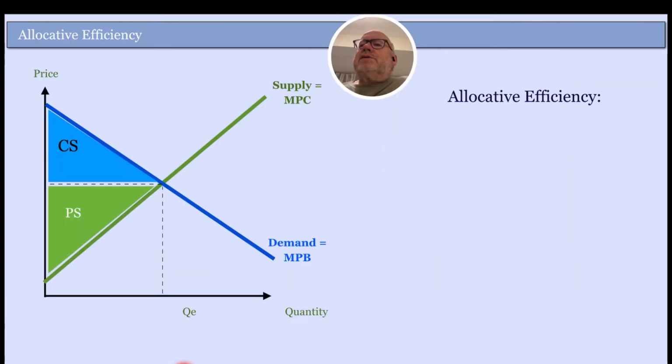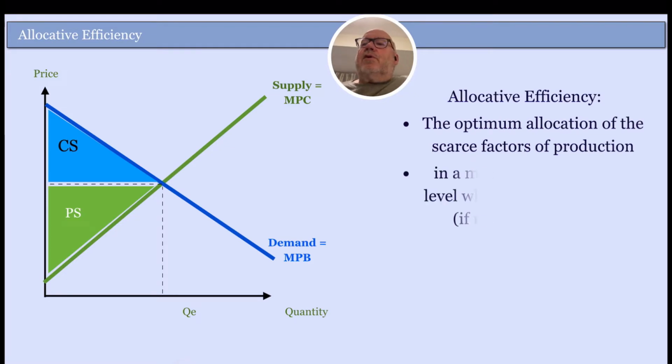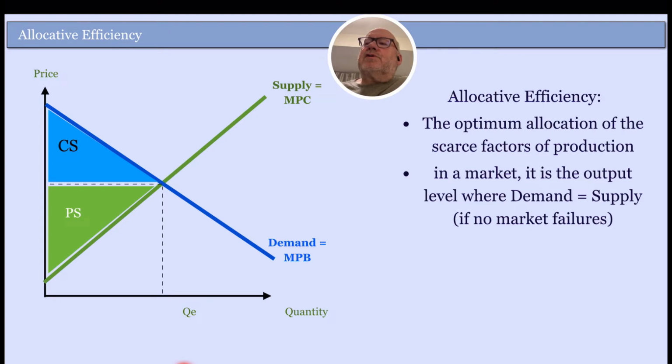So this is your first one, that in the market, here's your price, here's your quantity. This is your marginal private benefit, marginal private cost. These are your surpluses, if you remember. This is a simple demand and supply diagram. And allocative efficiency says basically it's the optimum allocation of the scarce factors of production in the market, and it's the output where demand equals supply if you don't have market failures. And so when you bring in market failures, that's why the market is failing. It's failing to allocate the scarce factors in the right way. Okay, so hopefully that makes sense to you.